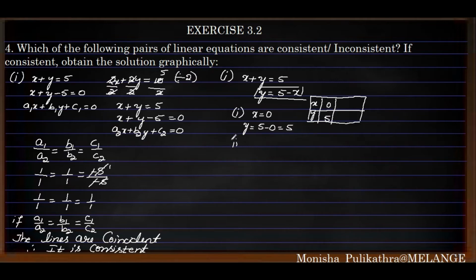Next, for the second point, I will take x is equal to 1. When we substitute x as 1 here, y is equal to 5 minus 1, that is 4. So when x is 1, y is 4.